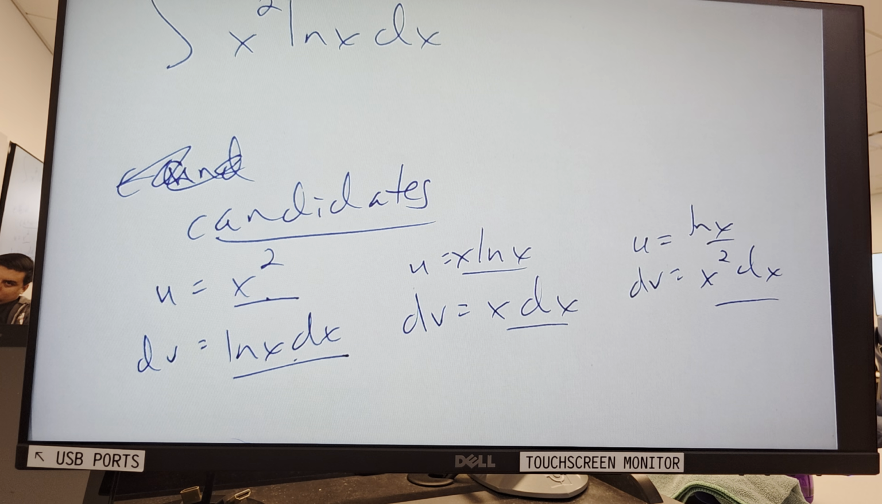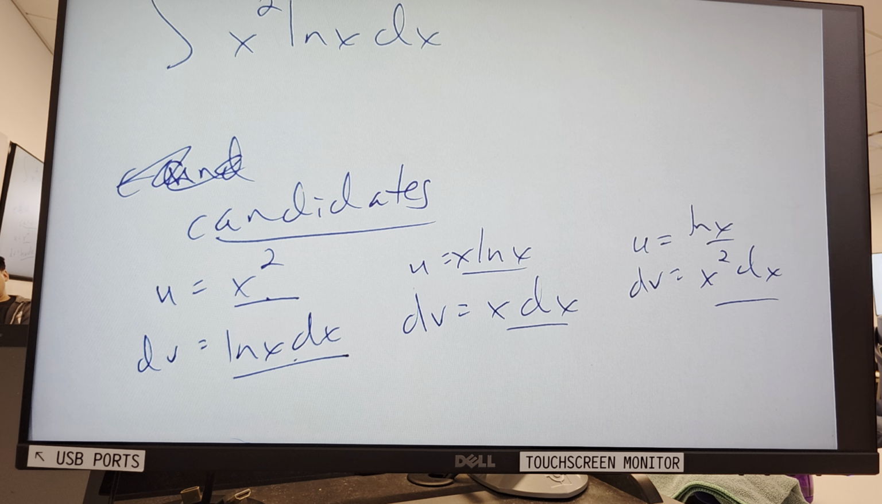How do I see if they're valid ways forward? I try to integrate dv. Now that middle one is deceptive. dv is easy to integrate there, yes? But do you see how u's derivative would be kind of gross? And I've got to feed that back in. Which one of those looks the cleanest?